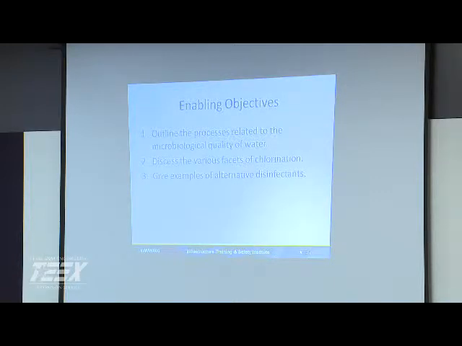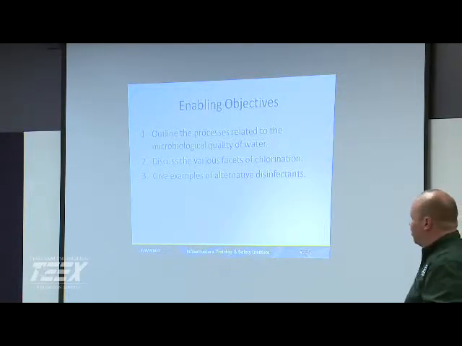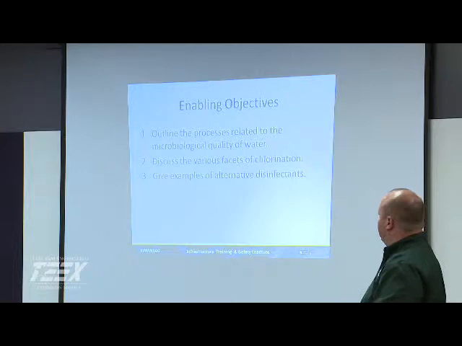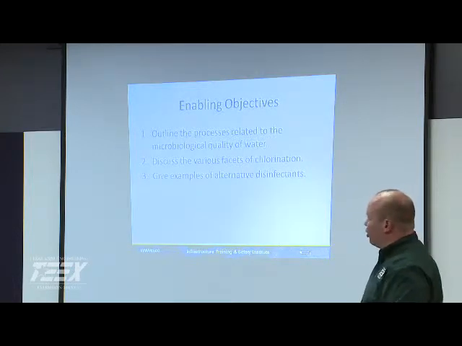Of course, we need to look at the microbial components of the water, especially if you're using surface water. You've got a lot higher probability of having pathogenic organisms versus groundwater. And then we're going to look at chlorination.